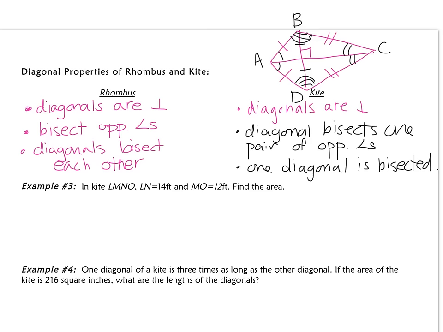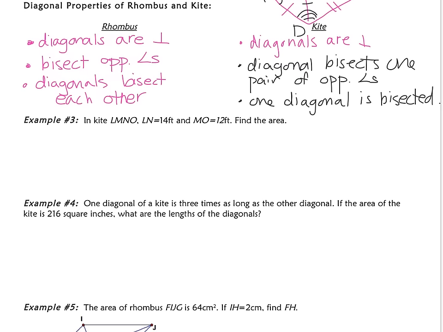In example 3 here, they told me that for kite LMNO, the length of LN is 14 feet, MO is 12 feet, and we're going to find the area. So the first thing I'm going to do is draw this kite. It doesn't matter how you draw it, just draw it better than I just did. LMNO. They gave me the length of LN, so a diagonal is 14. And then they gave me the other diagonal, MO, and that length is 12 feet.